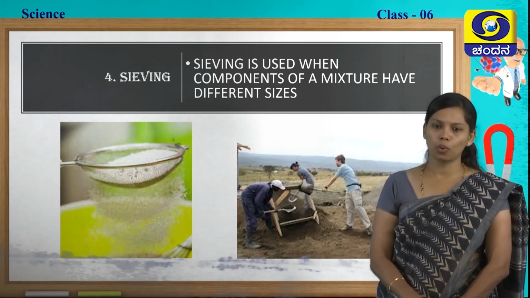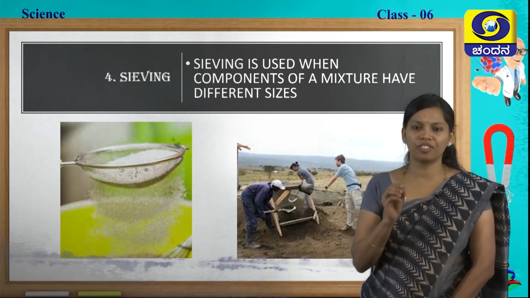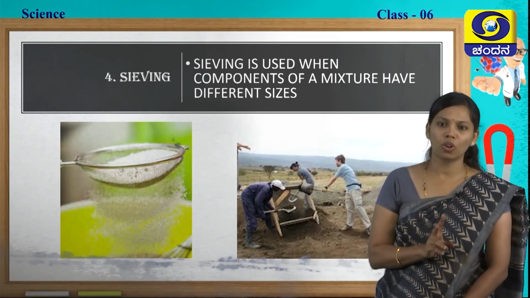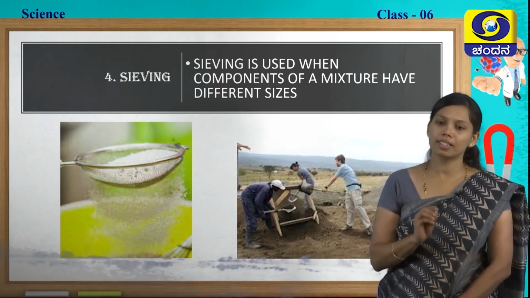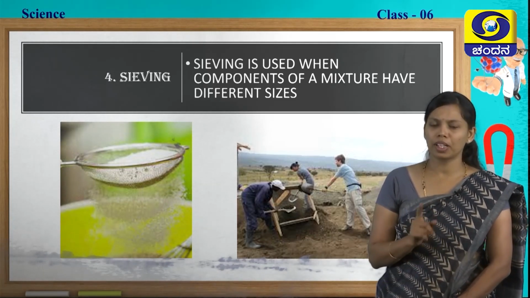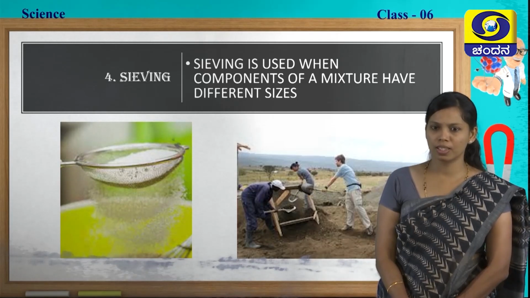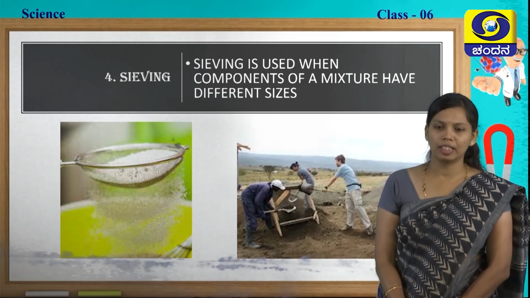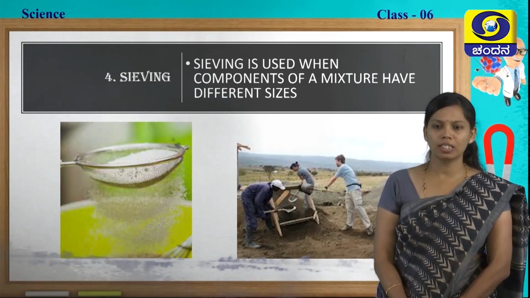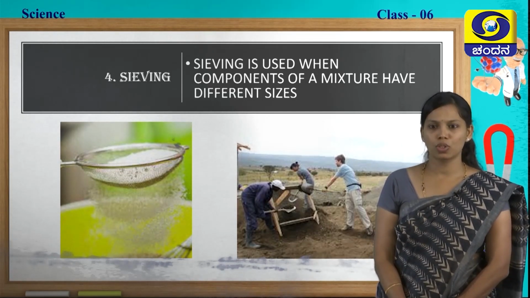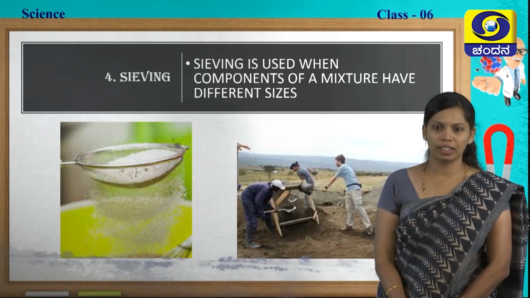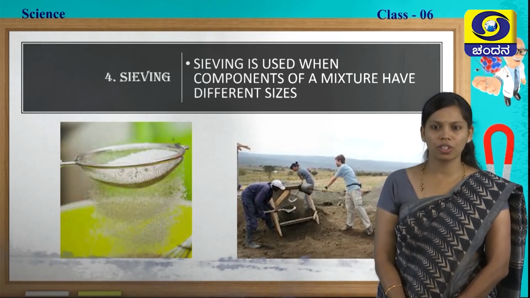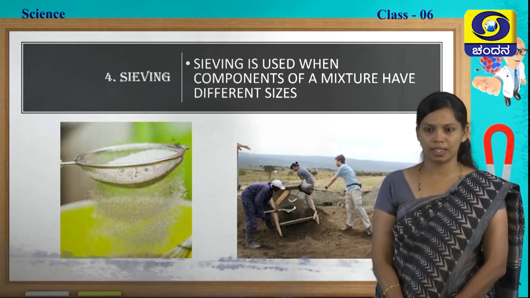Now, we will take another example. We will take the mixture of chalk powder and wheat flour. You know that both are of almost the same color and the same size. Can you separate this using the sieving process? You try this at home. It is not possible, because both components are of the same size, so you can't separate them. Sieving is used when components of a mixture have different sizes.